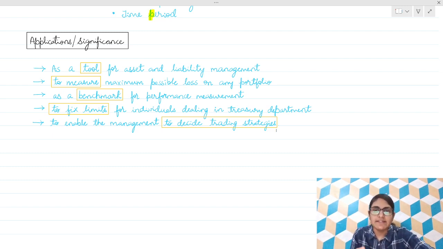As a tool for asset and liability management, to measure maximum possible loss, as a benchmark for performance measurement. To fix limits for individuals dealing in the treasury department, to enable the management to decide trading strategies. So what are the applications or significance? Tool to measure benchmark, to fix limits, to decide trading strategies.